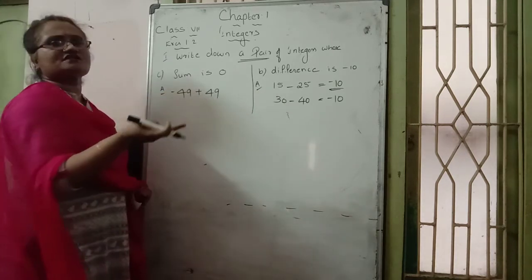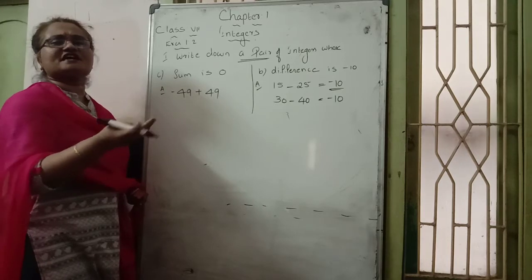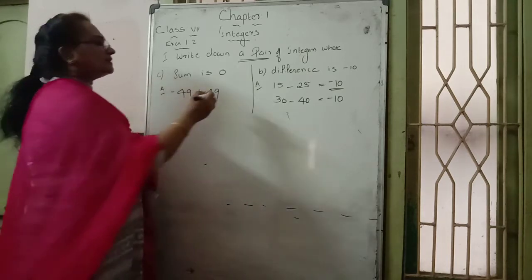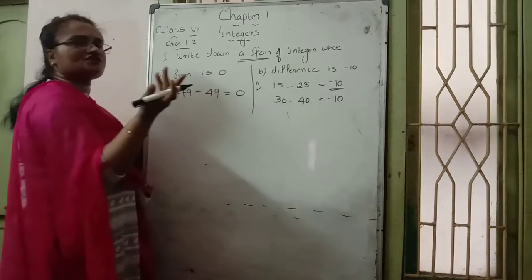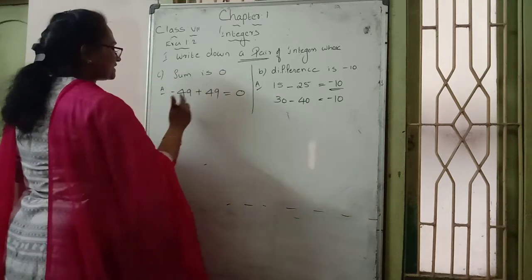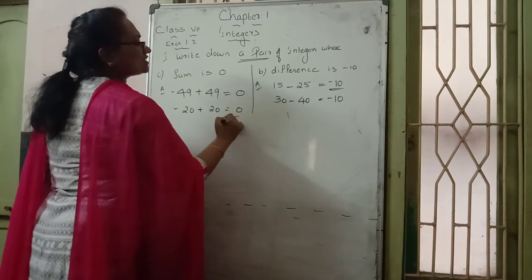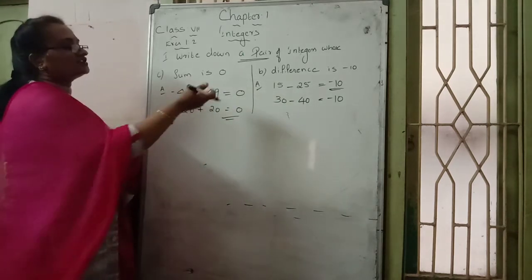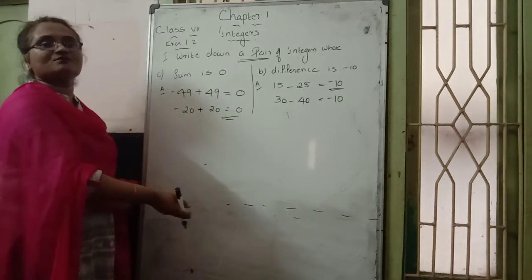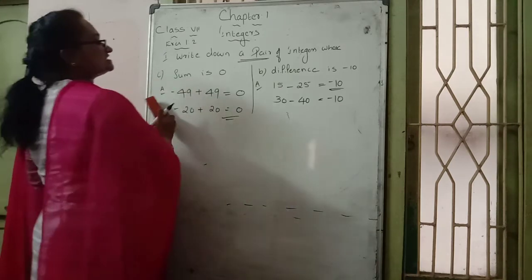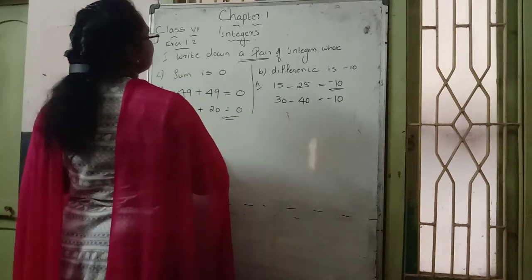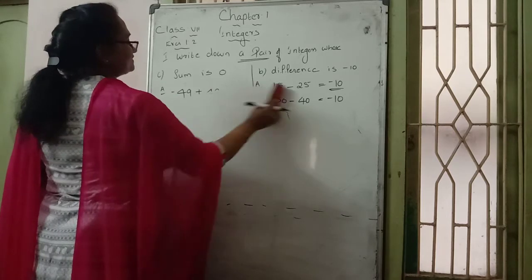This 49 is a positive. Same number but they are on opposite sides means subtract. Subtraction, doing, how much is the answer? 0 is the answer. Same way, another pair: minus 20, plus 20. How much is the answer? 0 comes as the answer. Like this, so many pairs we are able to write. I hope you can understand how to write the pairs of integers.